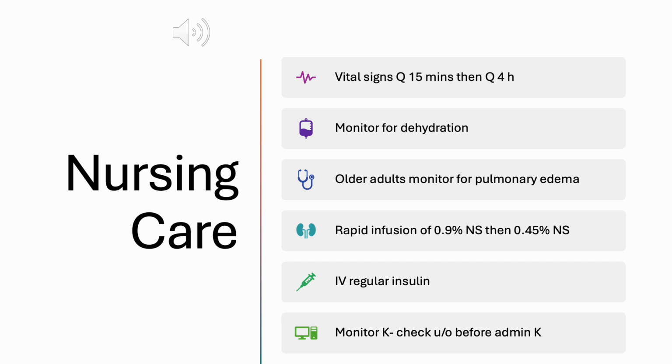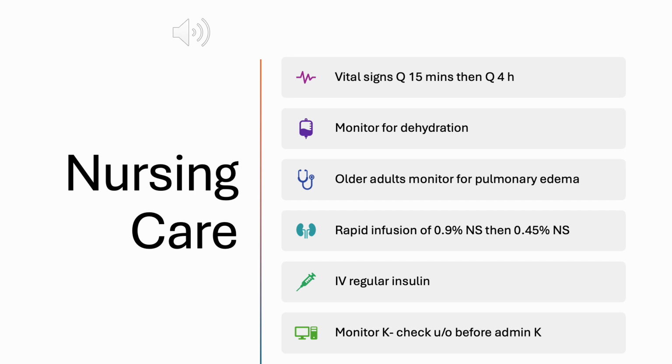In general, patients with either DKA or HHS, this is a medical emergency, right? So vital signs every 15 minutes until they're stable, then every 4 hours. Monitor for dehydration, so go back and look at your MedSurg 1 notes about dehydration, or look up dehydration in your MedSurg book, the signs and symptoms. Older adults, you want to monitor for pulmonary edema, especially as you start adding more fluid, okay? So the crackles, S3 heart sound, JVD, all those signs and symptoms of pulmonary edema.